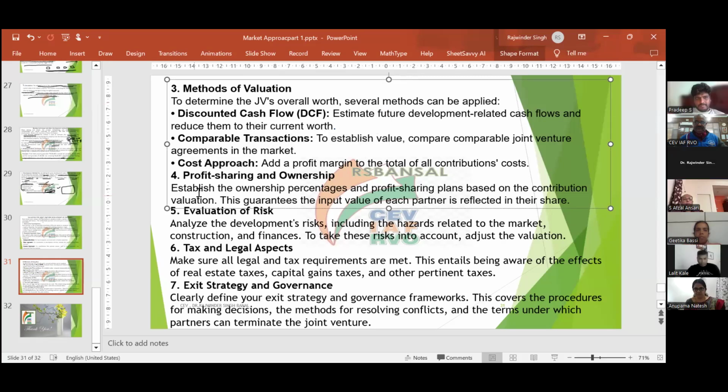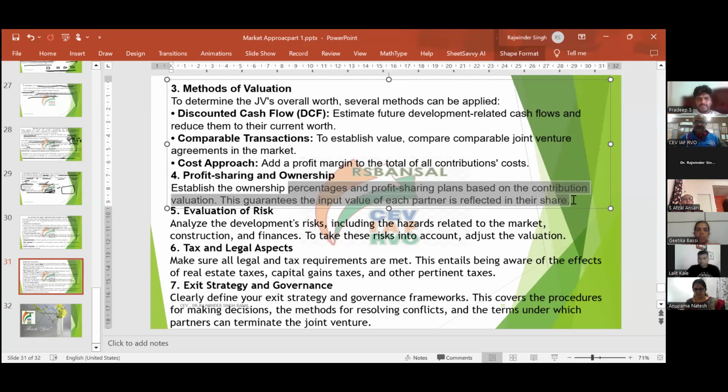Then the next thing you have to do is profit sharing and ownership. That establishes the ownership percentage and profit sharing plans based upon the contribution valuation. This guarantees the input value of each partner is reflected in their shares.